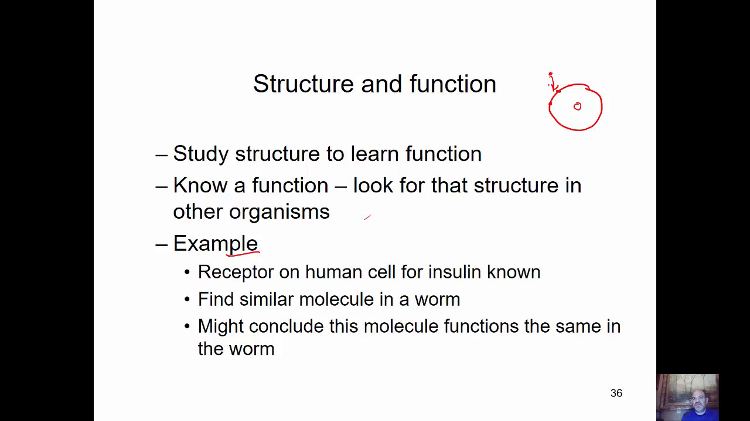They are specific for each other. It's kind of like if you have a key and you randomly put keys in doors, and eventually you find the right lock. That's kind of how these receptors work. So if we find a similar receptor like that in a worm, then we might conclude that this molecule's function is similar in the worm. And then we can go test that idea and study it further.